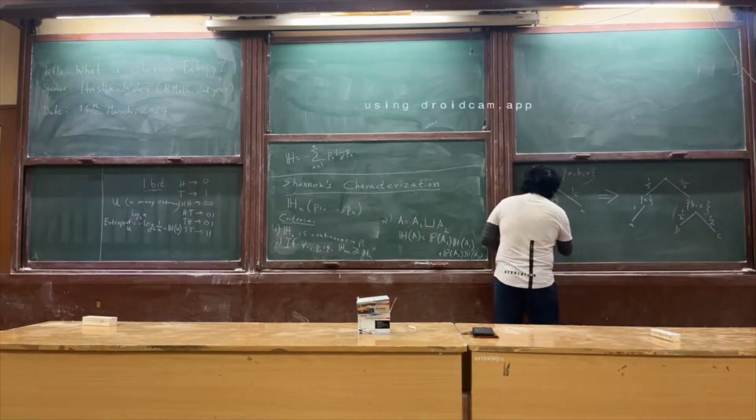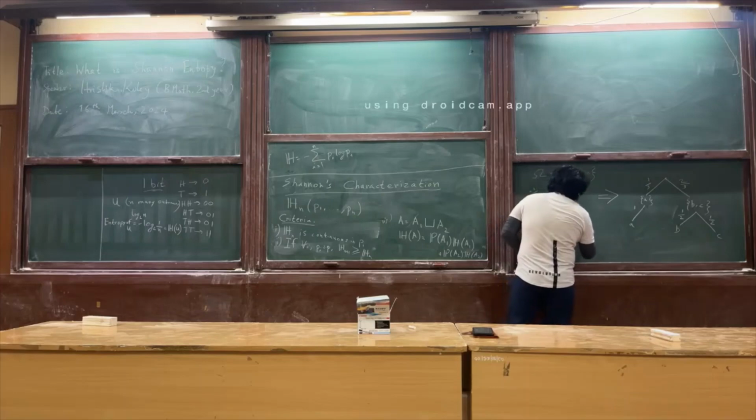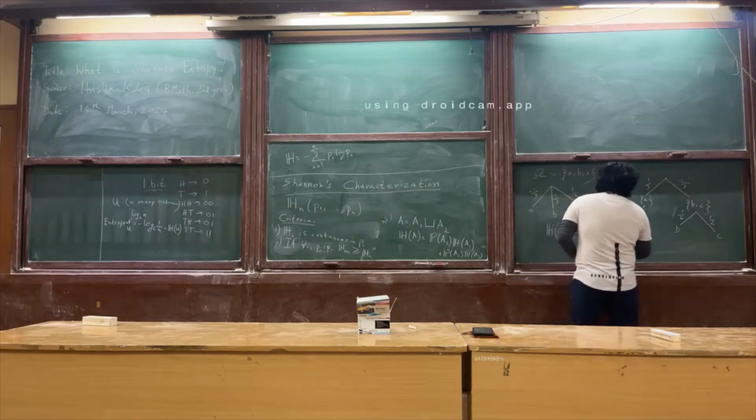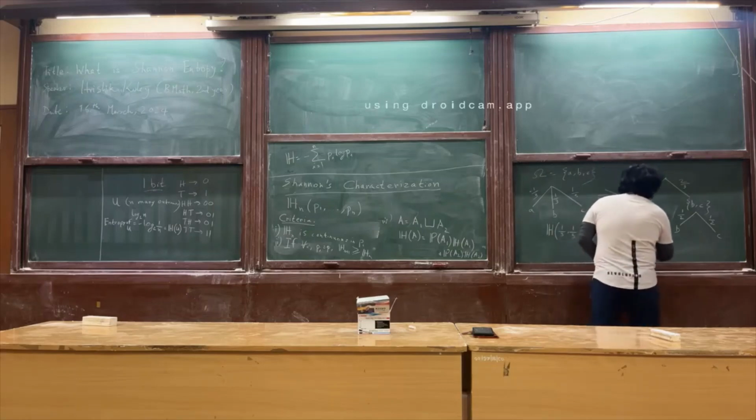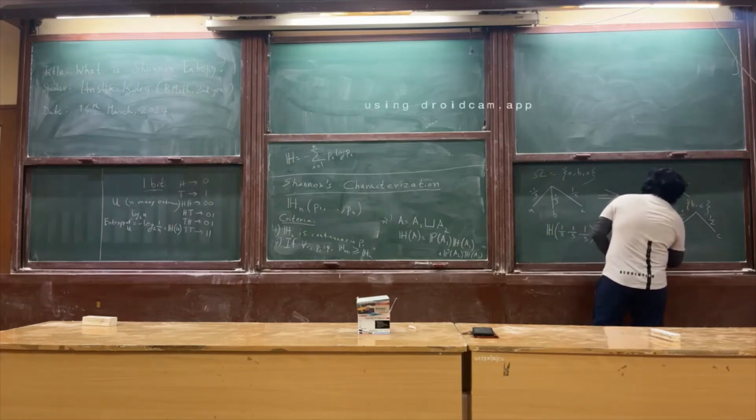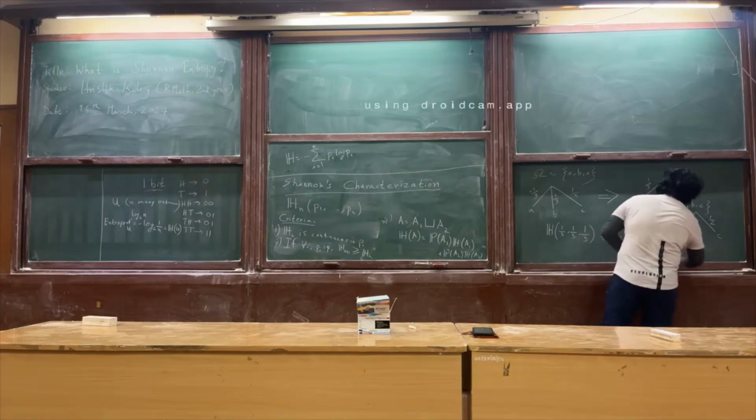Now you can see that H of A is basically H of 1 by 3, comma 1 by 3, comma 1 by 3. And here you can write this as one third the entropy of A occurring, that is H of 1, plus two-thirds the entropy of B or C occurring, that is H of half, comma half.